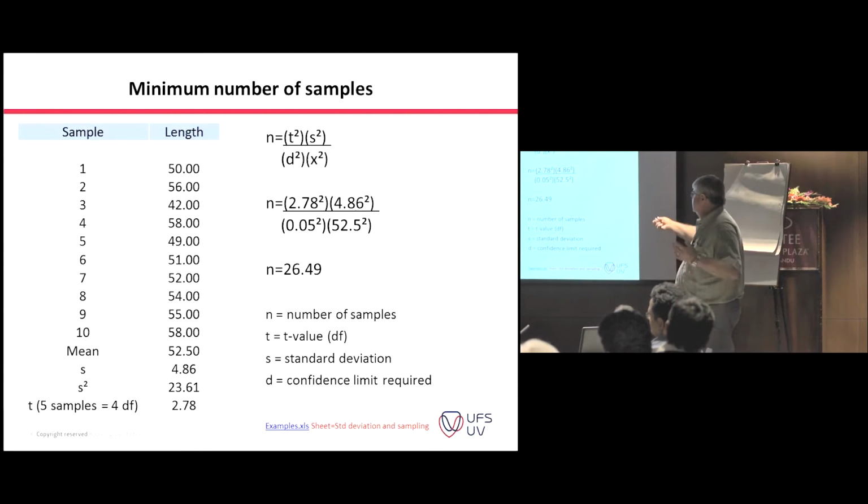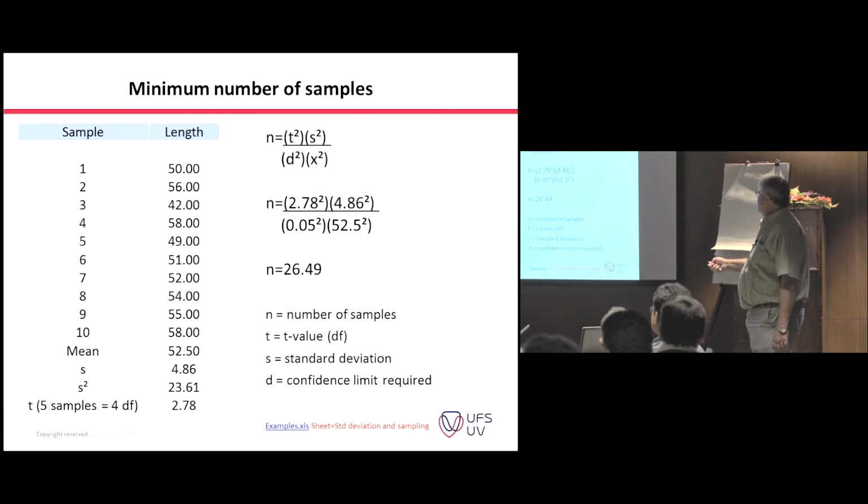Okay, this is length, not yield, but the same principle. So I'll measure the samples. I'll take a sample of 10 plants. I'll work out the mean. I'll work out the variance and the standard deviation. Okay. And what have I done here? 5 samples, 4 degrees of freedom. Okay. What have I done there? Okay, I'll check it out in a minute.